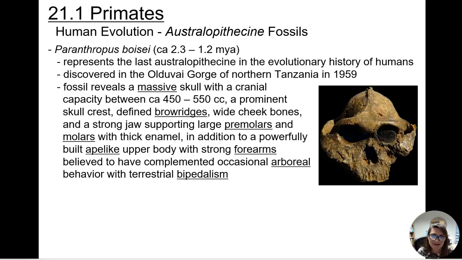They were discovered in Olduvai Gorge in North Tanzania in 1959. The fossils reveal a massive skull with a cranial capacity of around 450 to 550 cc's. A prominent skull crest, defined brow ridge, wide cheekbones, and a strong jaw support premolars and molars with thick enamel. In addition to a powerfully built ape-like upper body with strong forearms, believed to have complemented the occasional arboreal behavior with terrestrial bipedalism.